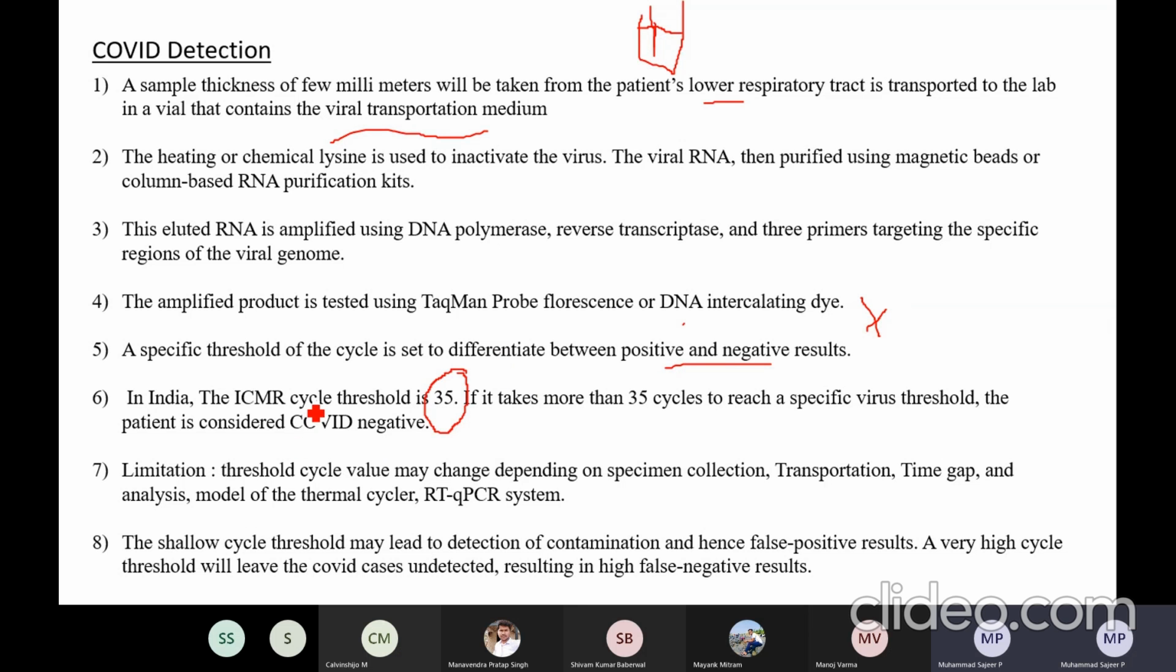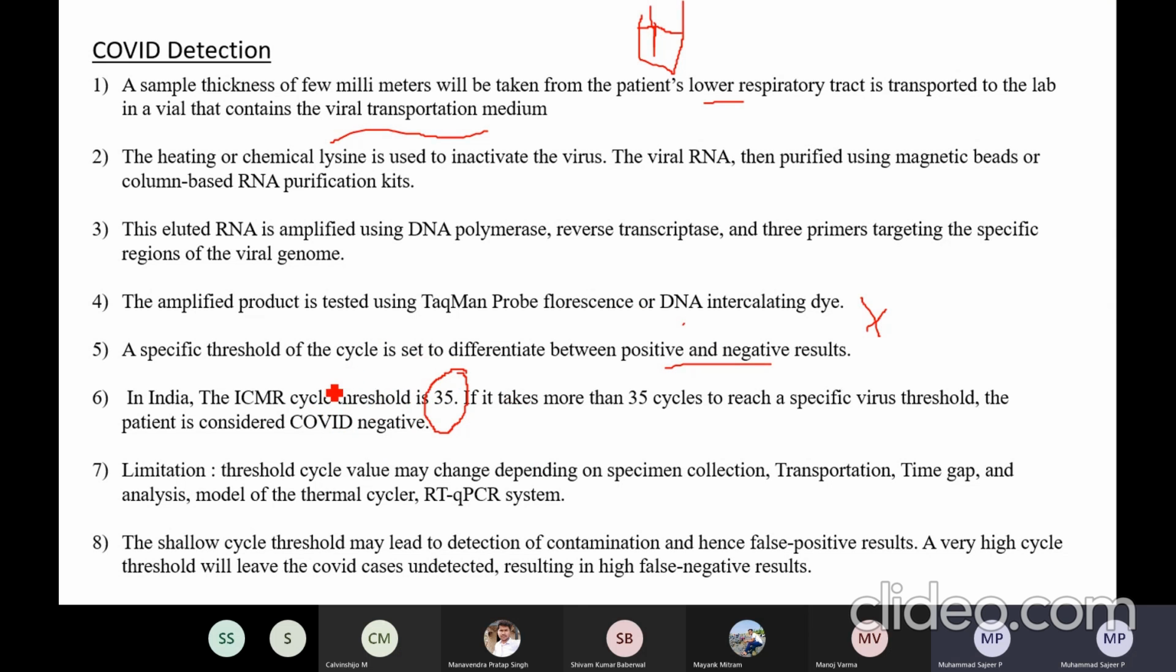And the limitation is that the threshold cycle value may change depending on the specimen collection, the transportation, the time gap between specimen collection and testing, the analysis, even the model of thermocycler, the PCR system we have. Depending on all this, the threshold cycle will vary. That is also a challenge that we have to take care of.